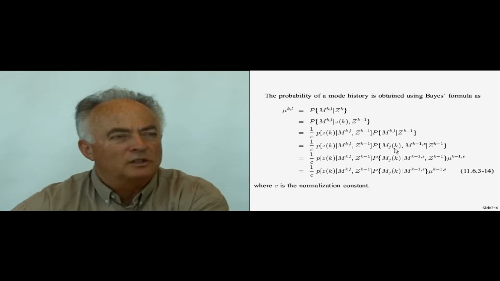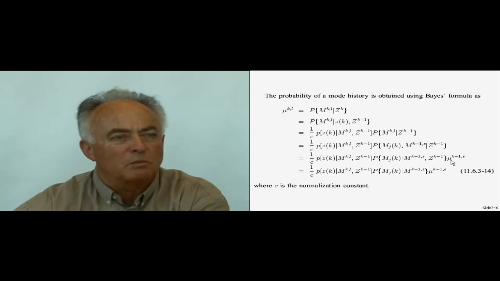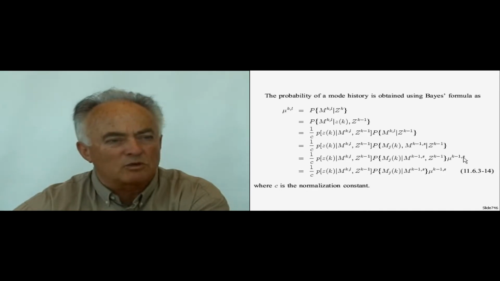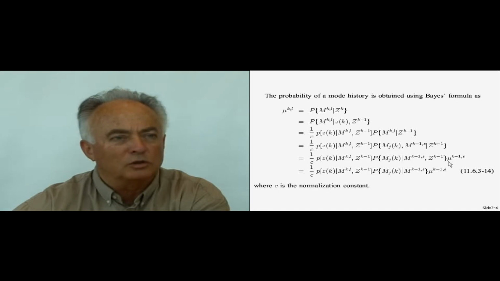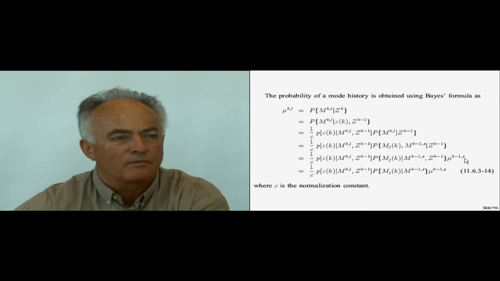Now we can rewrite this probability of M_j^k given M^{k-1,s} and Z^{k-1}. So this is using the equation that probability of A and B is probability of A given B times probability of B. There's a common conditioning here, and the event B is this sequence M^{k-1,s}. So what we have here is the probability of the sequence M^{k-1,s} given Z^{k-1}, which is denoted according to the previously introduced notation as mu^{k-1,s}.